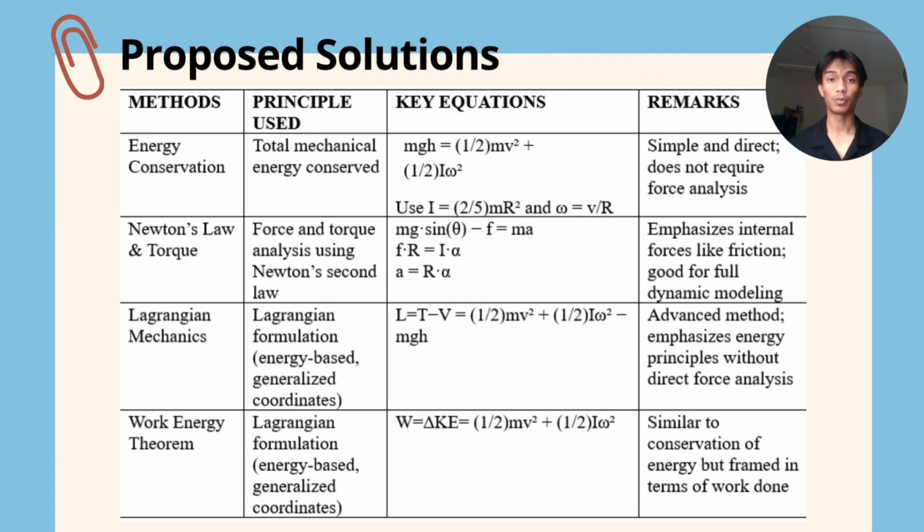And now we have the proposed solution. We use 4 methods to find the velocity for the solid sphere rolling down the inclined plane. We use energy conservation, Newton's law and torque, Lagrangian mechanics, and the work-energy theorem.